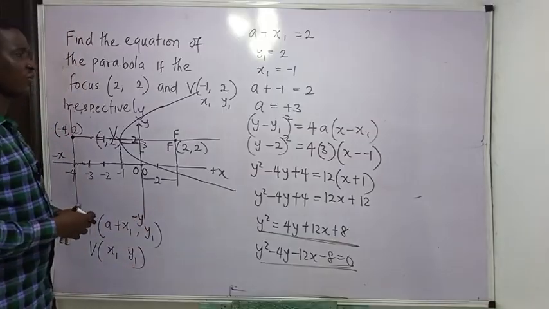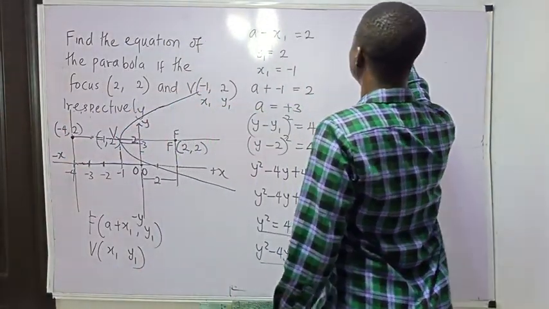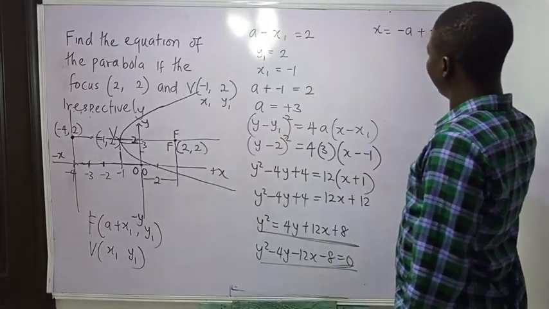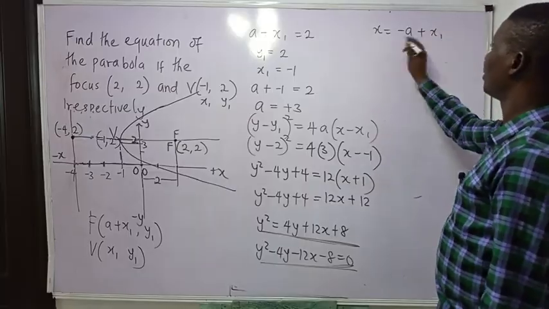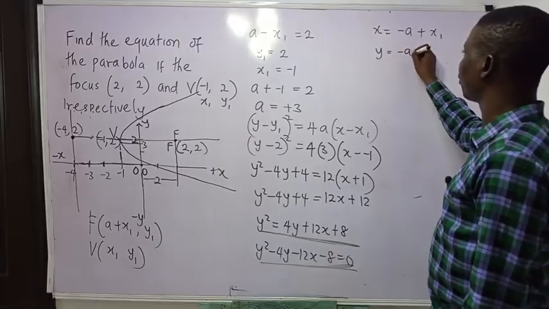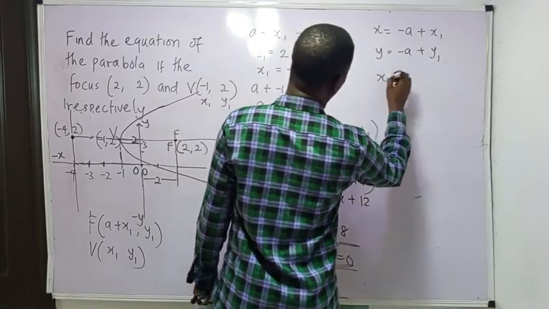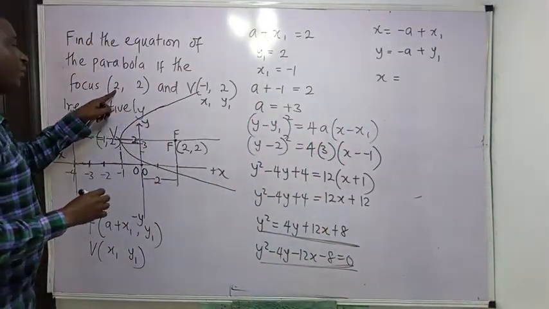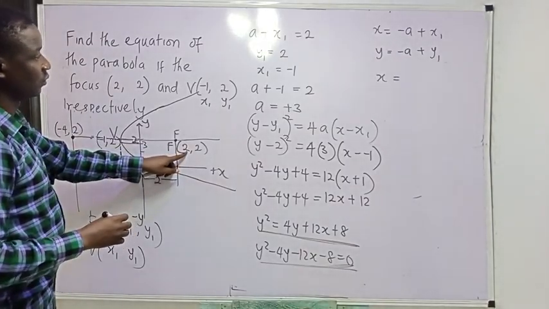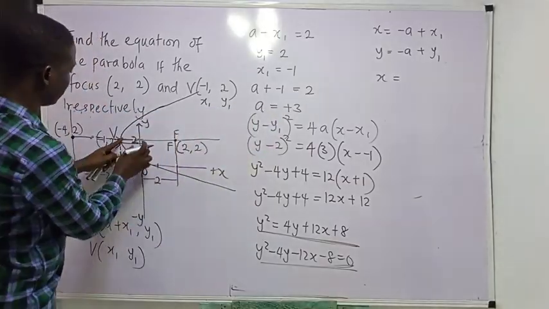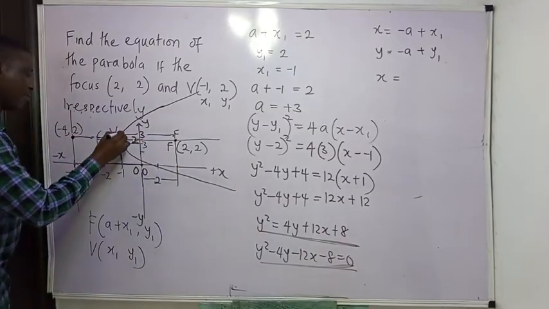Now, another thing we must ask ourselves, what is the equation of the directrix here? The equation of the directrix is x equals minus a plus x1, because it lies along the x axis. So you add it. If it lies along the y axis, then y equals minus a plus y1. Please take note of that. So what is our x equal to? What is the original coordinate of a? If you measure it from here to here, from here to here is 3 for a. Here will now be minus 3.